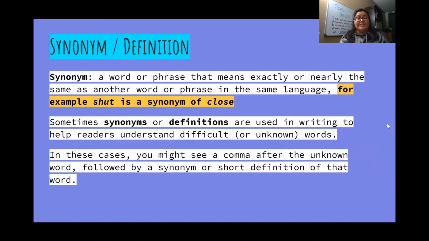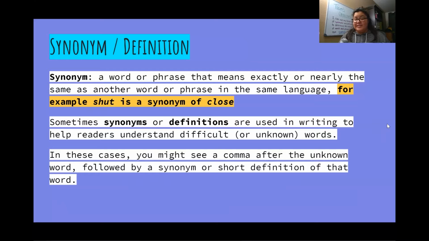Synonym. A synonym is a word or a phrase that means exactly or nearly the same as another word or phrase in the same language. For example, shut is a synonym of close. So if I say shut your eyes, it's the same thing as saying close your eyes. Or shut the door or close the door. And sometimes synonyms or definitions are used in writing to help the reader understand difficult or unknown words. We're going to see that in our examples.